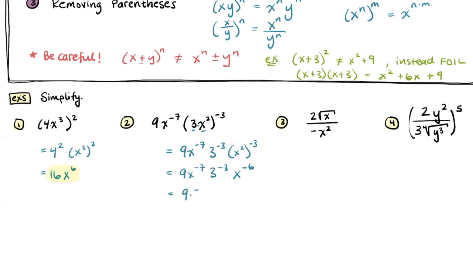We'll deal with the numbers in just a second, so we'll just leave that as 9 times 3 to the negative 3. Then negative 7 plus negative 6 is negative 13.